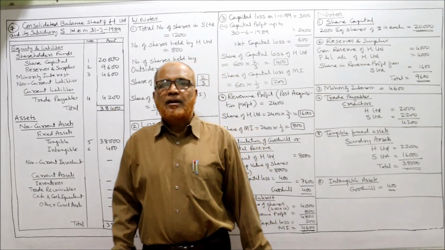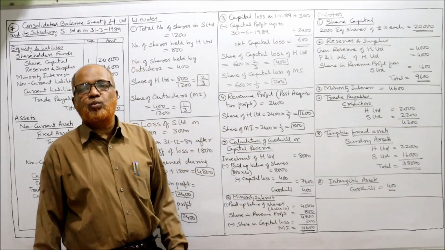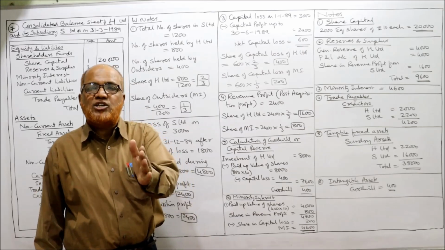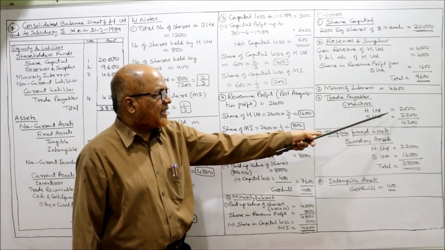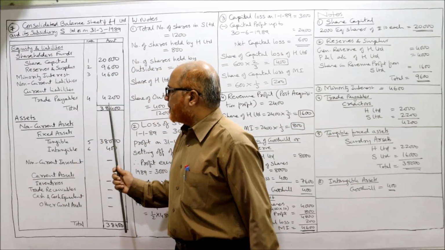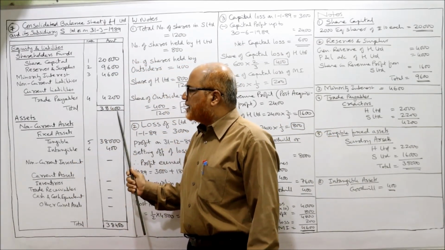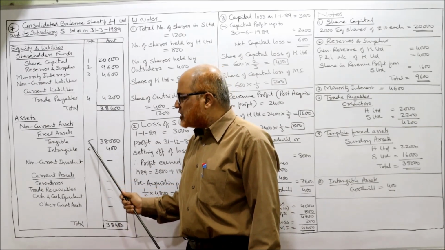4,600. Trade payable means creditors. We add up the creditors of H Limited and S Limited. Creditors of H Limited, S Limited add up to 4,200. Liability side completed, 38,400. Now we'll come to the asset side.